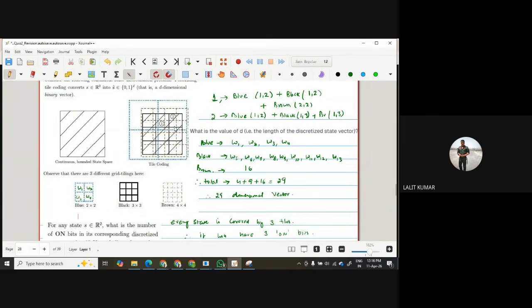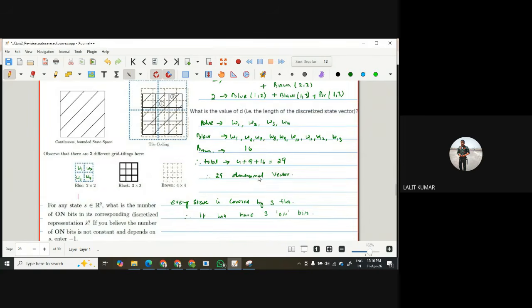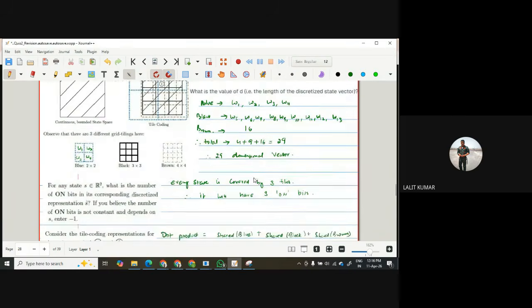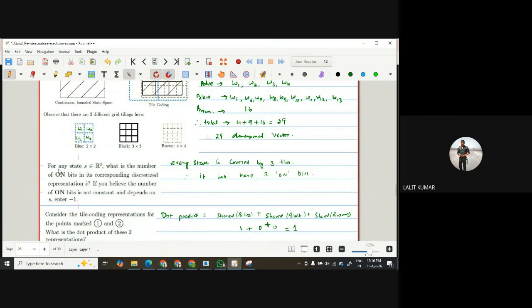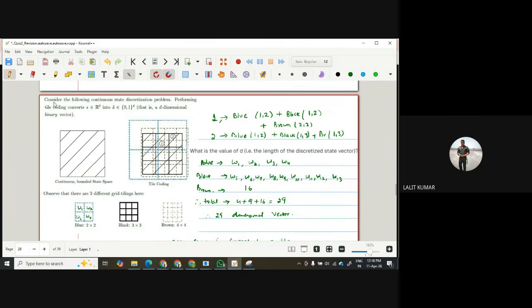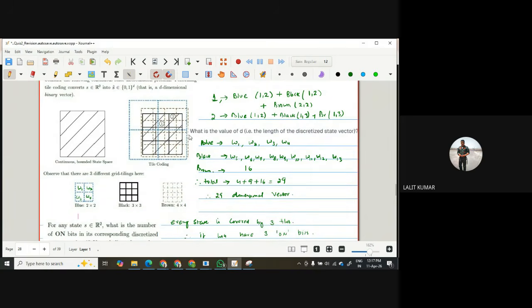The next problem is your tile problem, the tile coding. They have a blue tile, black tile, and brown tile. First of all, let's understand what they have asked. Consider the following continuous state discretization problem. Performing tile coding converts this R2 into a 0 to 1 d-dimensional vector, that is, a d-dimensional binary vector where each entry is either 0 or 1. So what is the value of d? First of all, we have to know this.